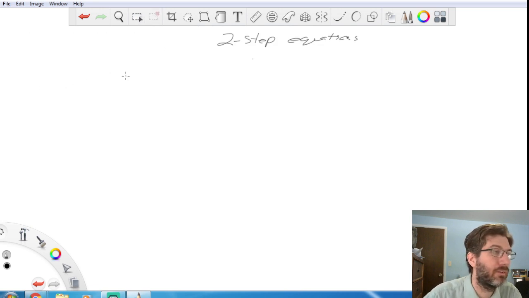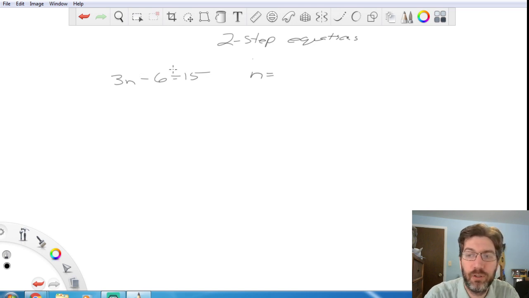They are not difficult because you've been doing them all year, but these are going to be like 3n minus 6 equals 15, and you want to know what n equals. You can solve this as long as there is only one unknown. If you have multiple unknowns, it's not solvable. Here we only have an unknown of an n, so we can solve this. We can figure out what n is.